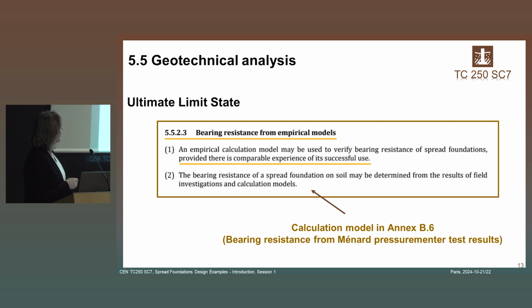Here you can see the bearing resistance from empirical models. It is stated that it should be verified that they are suitable. And we have another calculation model here in Annex B6 with the bearing resistance from Ménard pressure meter tests.